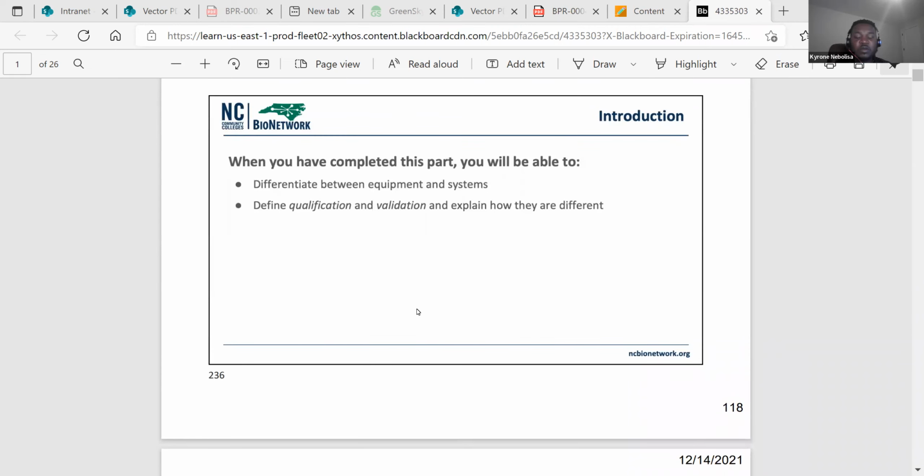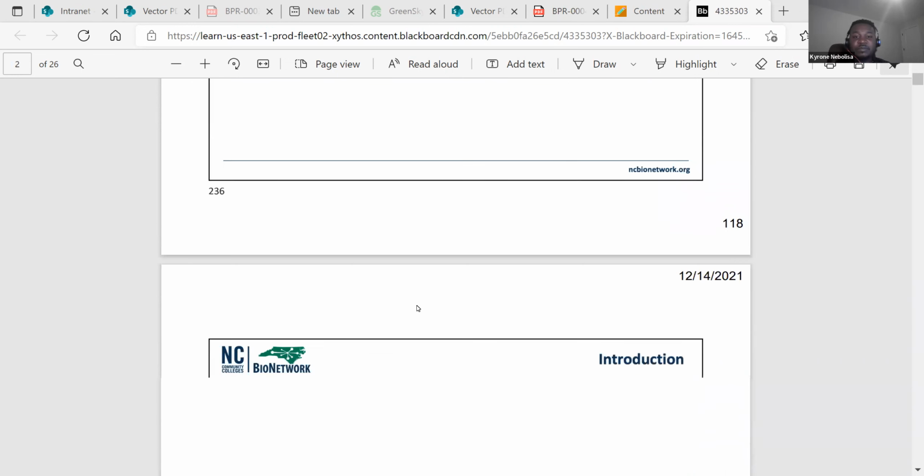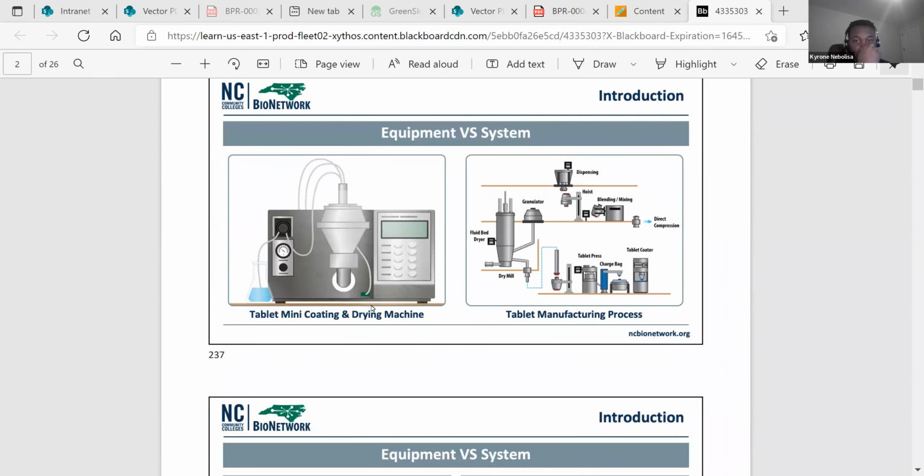In this part of the PowerPoint, we'll differentiate between equipment and the systems, define qualification and validation, and explain how they are different. So, what is an equipment versus a system? This diagram right here gives you a high-level overview of what an equipment is versus a system.